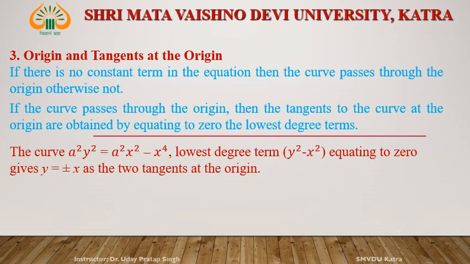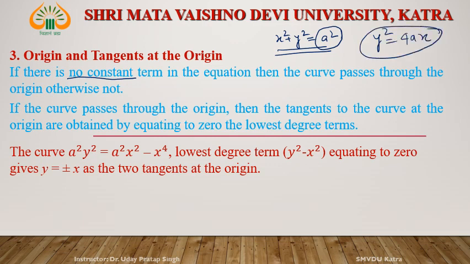Okay. Now, what is origin and tangent at origin? If in the given equation of the curve there is no constant, for example, x square plus y square is equal to a square, here a square is constant, then this curve does not pass through the origin. Okay. y square is equal to 4ax. In this there is no constant term. This curve passes through the origin, right? If no constant term in the equation, then the curve passes through the origin.